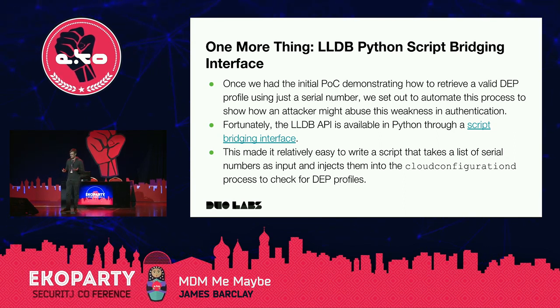But once we had the initial proof of concept, we wanted to show how we could automate this. Fortunately, the LLDB API is available in Python through this script bridging interface, which is installed by default if you have the Xcode developer tools installed. So that made it relatively easy to write a script that takes a list of serial numbers and then injects them into Cloud Configuration D to check for the DEP profile or activation record.